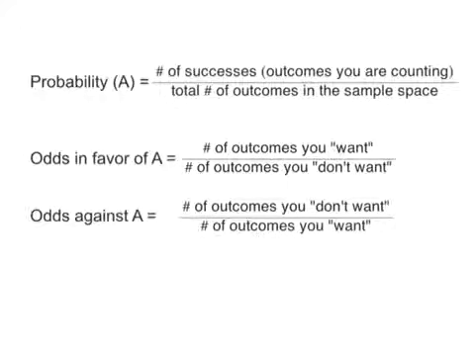Odds against A is again the reciprocal. So if you take this and you do the reciprocal, number of outcomes you don't want over number of outcomes you want. You might want to jot these down in your notes.